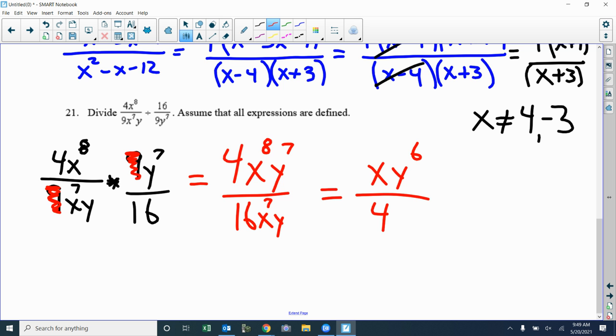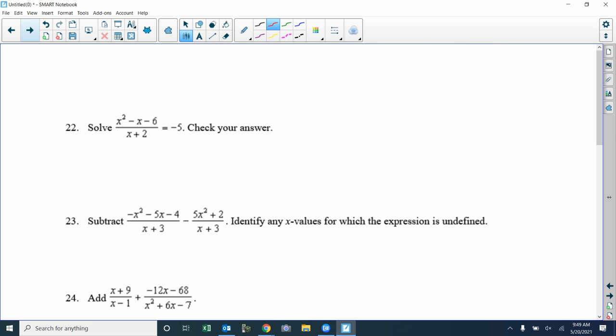And there you have it. Still okay, folks? Again, I don't want to go too fast, but is everybody moving forward here? Is everybody good? I think we're ready for 22.